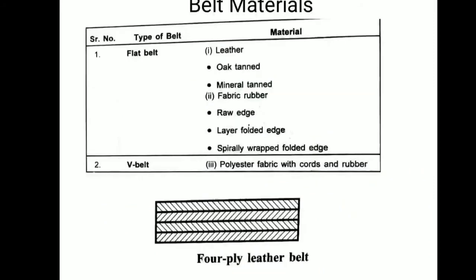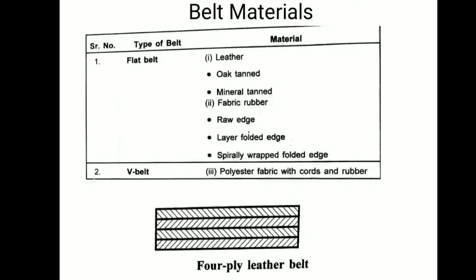Now these are the various belt materials. In flat type, generally leather can be used. Then in leather there are again two types, oak tanned and mineral tanned. So this will be the tanning given to the leather. Second type is fabric rubber, in which there are raw edge, layer folded edge, and spirally wrapped folded edge. I'll show you that on the diagram of the flat belt drive. And V belt drive is generally made up of polyester fabric with cords and rubber. So this will be the material for the V belt drive.